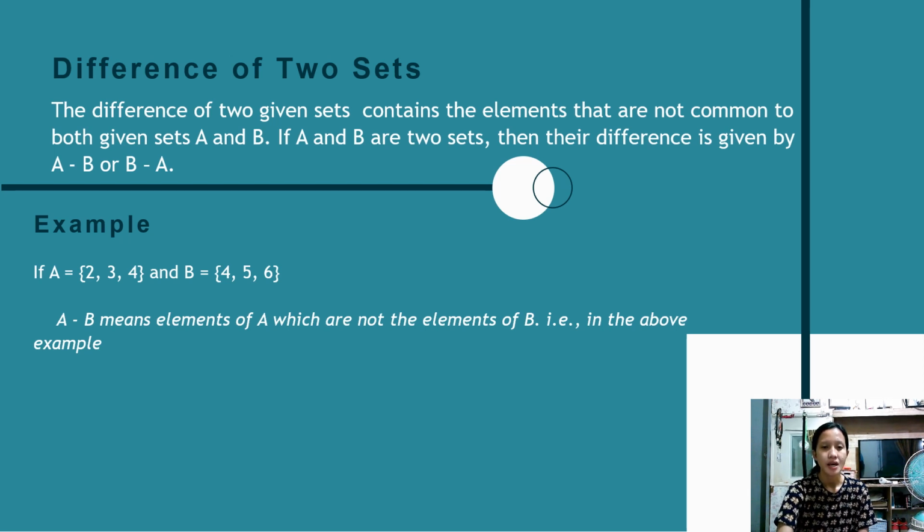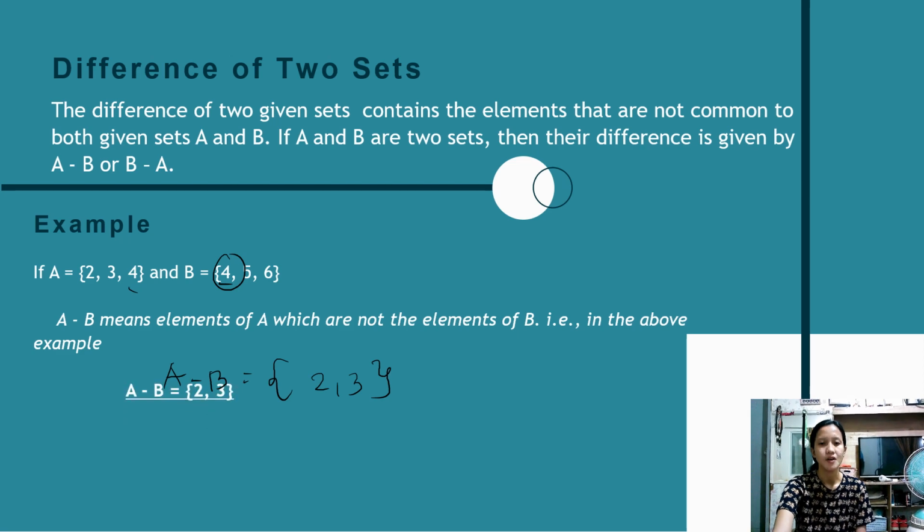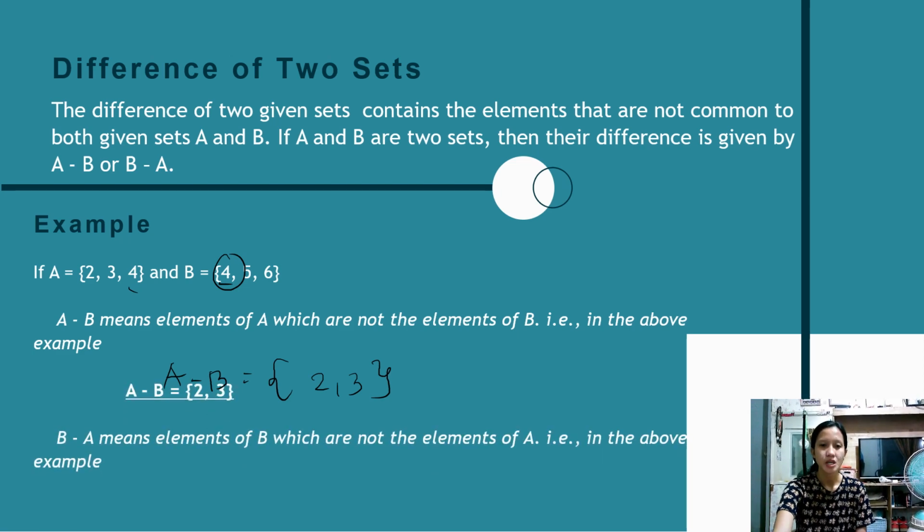For this example, A minus B is equal to 2 and 3. We did not include 4 because 4 is an element of both. For B minus A means elements of B which are not elements of A. In the above example, what are the elements of B that are not elements of A? As you can see, we have 5 and 6. Okay, so B minus A is 5 and 6.